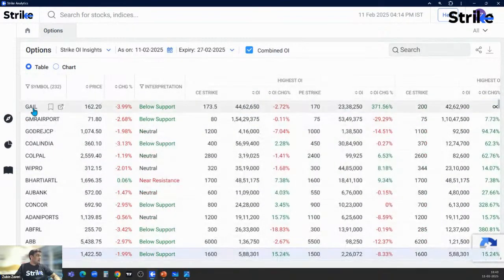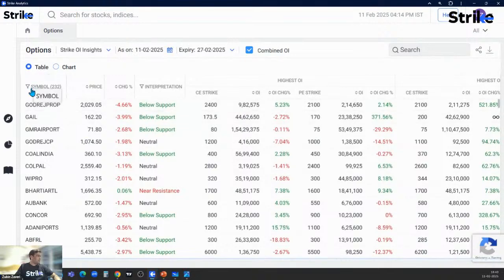I hope you can see my mouse, right? In the first column we have the symbol. All these are F&O listed stocks, and their future prices are listed in the second column. And today, as on 11th of February, how much did prices go up and down in percentage terms? So you see that Godrej Properties future price is 2029.05, and today it went down by 4.66%.